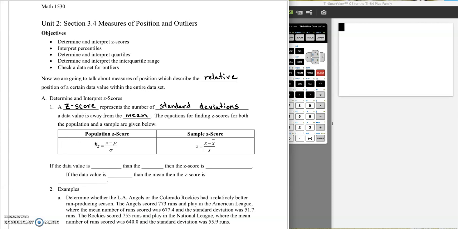So X is the data value. And the mean, the mu or the X bar, that's the mean. Remember, we're just using the population mean versus a sample mean. S is the sample standard deviation. And remember, sigma is the population standard deviation.